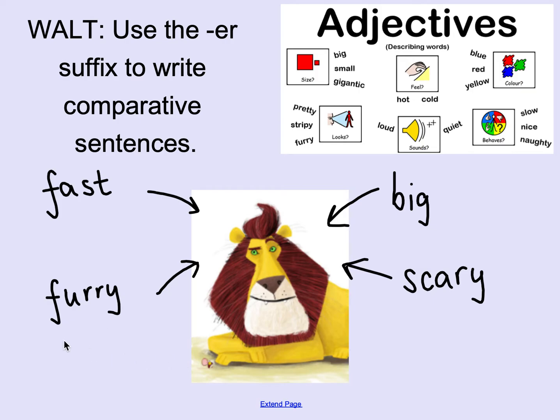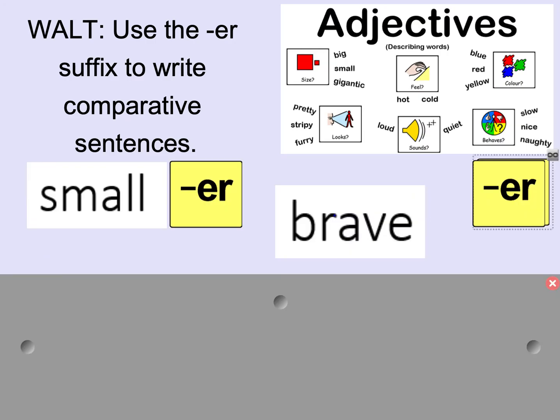Or fuzzy, that's a good one. He's fuzzy. Or fluffy. Those F adjectives. He is definitely fluffy. Yeah, those are very good adjectives to describe the lion. Now, how do we make a comparative adjective? Well, we just need to add the suffix -er. So sometimes it's quite easy.